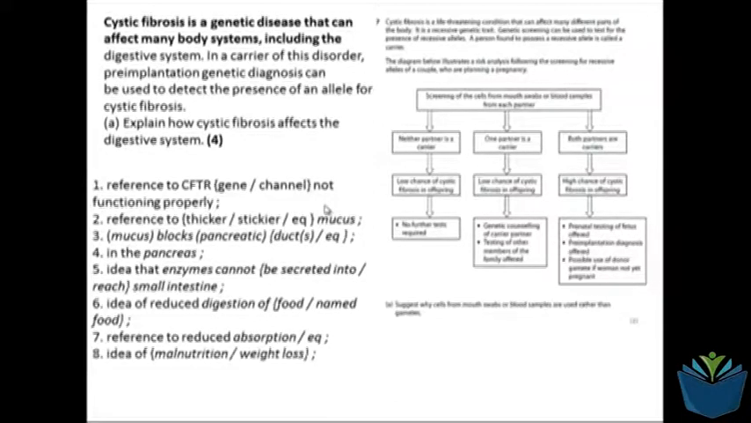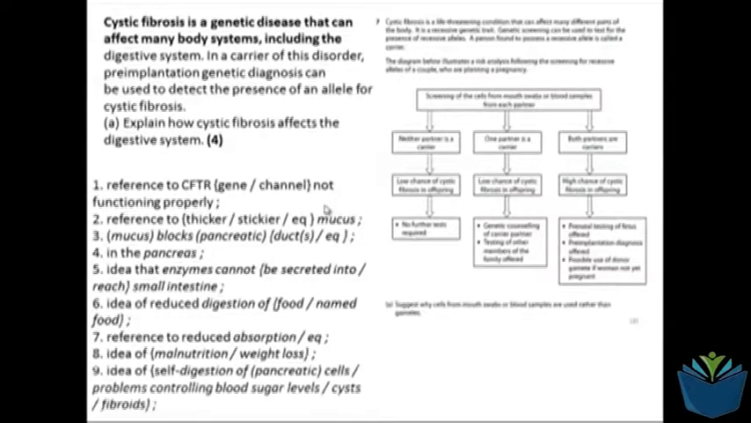From this point you can develop things like malnutrition, and finally if you think about some of the problems, if it's related to the pancreas, obviously the pancreas is related to things like sugar regulation, so it could lead to issues like diabetes or controlling your blood sugar levels.